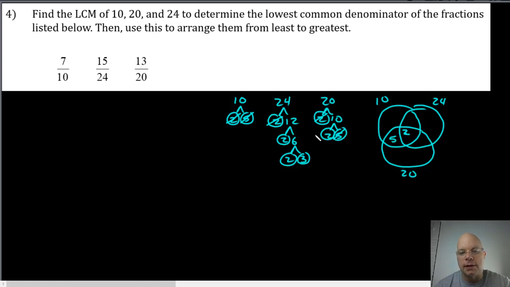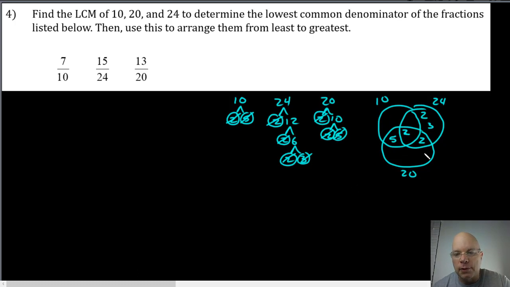10 is done. 20 just needs one more 2, and that 2 is common with the 24, so I'll place one 2 in the intersection of 20 and 24. And then I just need to place a 2 and a 3 in the 24 only. Then I check my circles. This circle is supposed to be 10, and 5 times 2 is 10. This circle down here is supposed to be 20. 5 times 2 times 2 is 20. And this circle should be 24, and I see a 4 here and a 6 here. 4 times 6 is 24, so that all looks good.